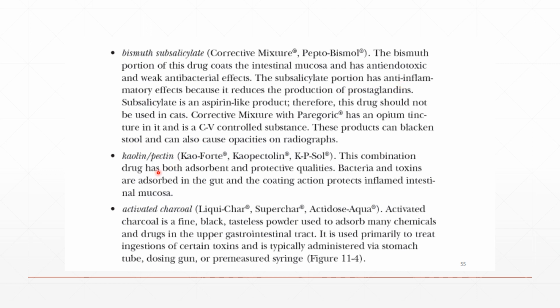For the kaolin and the pectin, this combination drug has both adsorbent and protective qualities. Bacteria and toxins are adsorbed in the gut, and coating action protects the inflamed intestinal mucosa. We also have the activated charcoal. It is a fine black tasteless powder used to adsorb many chemicals and drugs in the upper GIT.